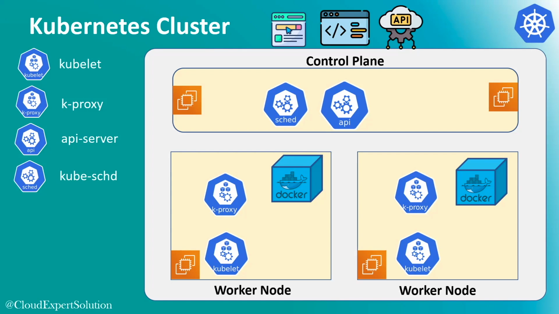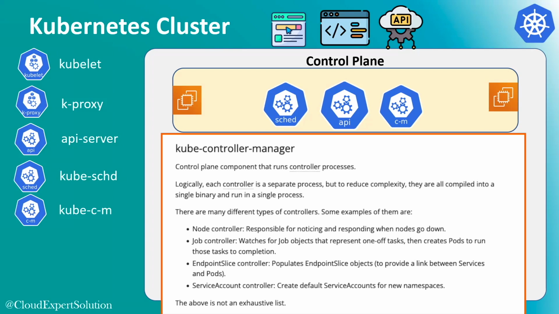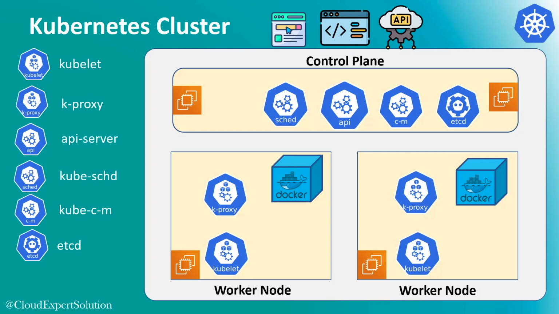The next component is Kube Controller Manager. Kubernetes Controller Manager keeps track of the cluster. There are many different types of controllers. It could be node controller, job controller, endpoint slice controller, or even service account controller. Then the next component is etcd. Etcd is a highly available key value store used by Kubernetes to back all the cluster data. If your Kubernetes cluster is using etcd, then you have to make sure you have a backup plan for the data.